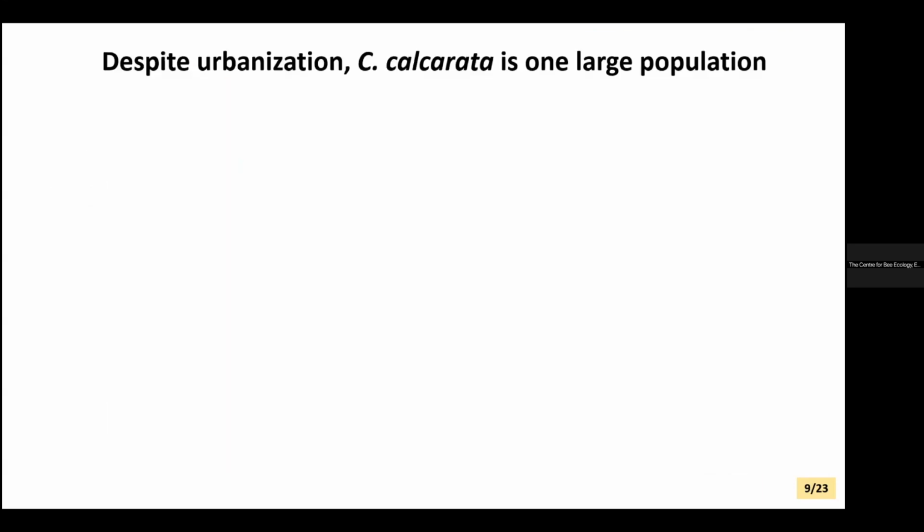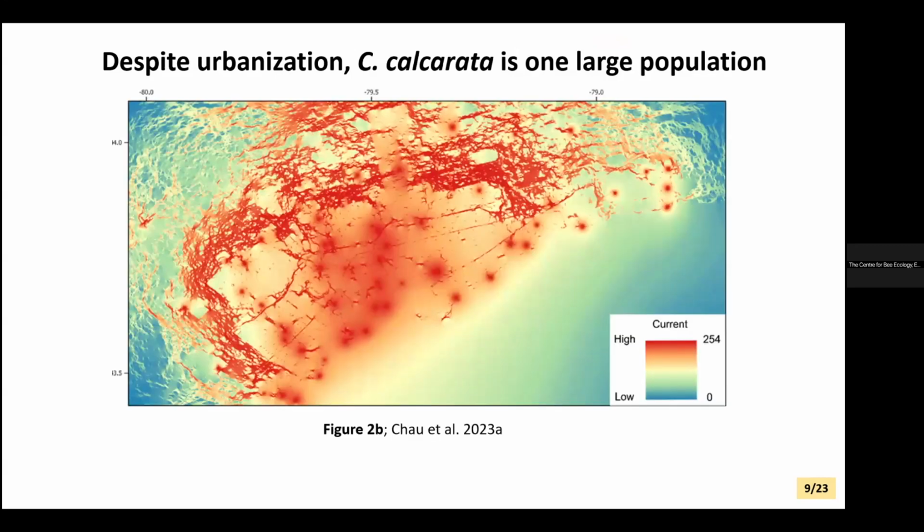And our results were interesting. So first and foremost, population genetic analysis found that despite urbanization and being a small cute bee, Ceratina calcarata in the GTA was actually found to be one large population. So to better understand this, we decided to map dispersal corridors most likely to be used by Ceratina calcarata. So these would be corridors or pathways rich in vegetation land features, so crops, trees, shrublands.